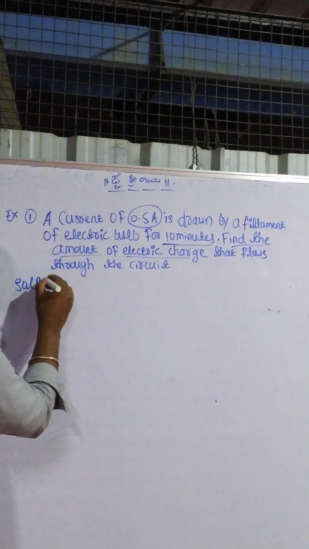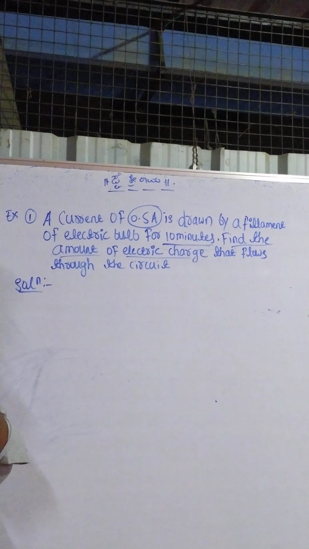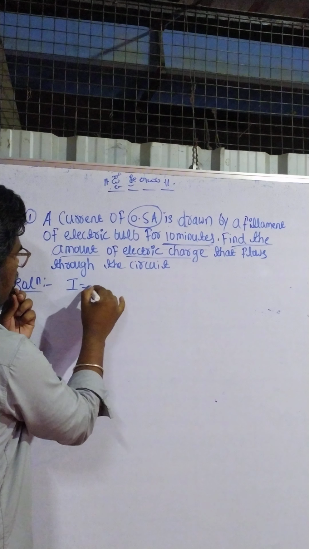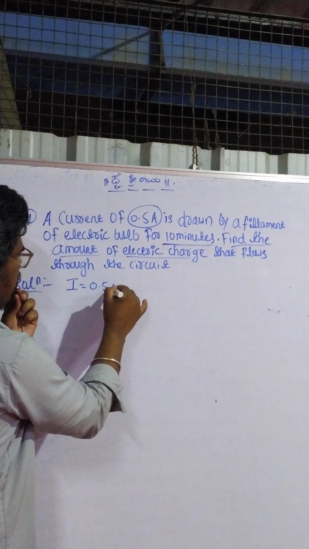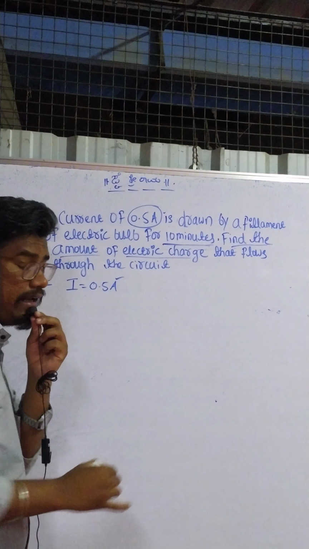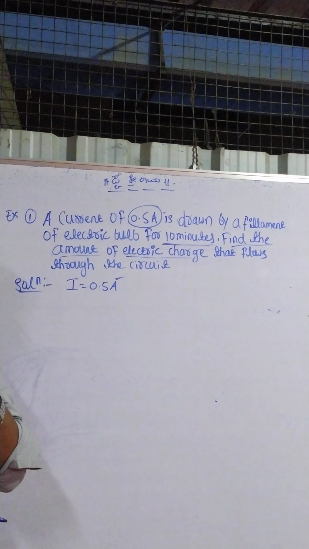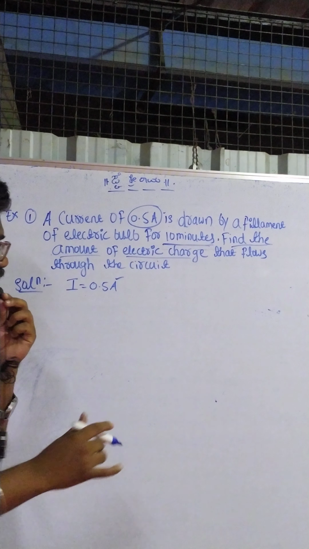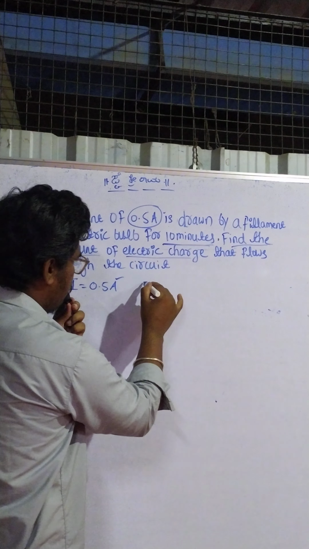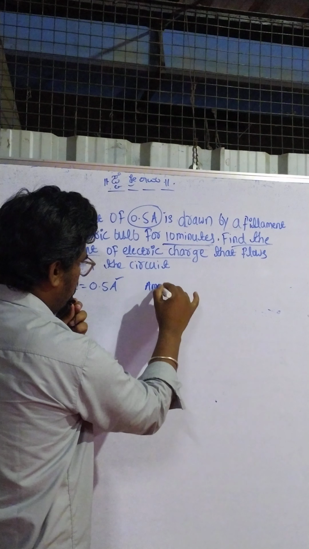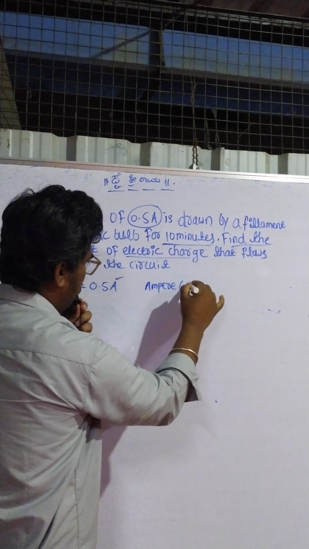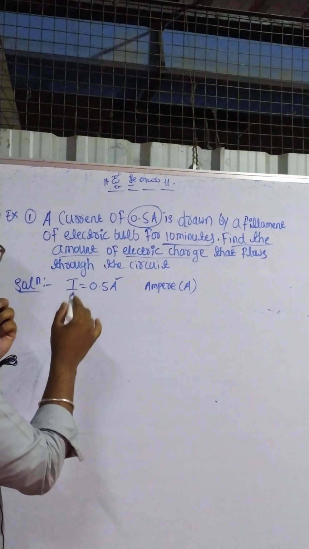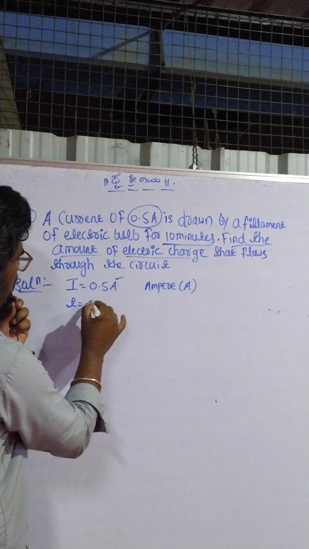Solution. First, from this question what we have understood: the given current has the symbol I, so I is 0.5 A. The SI unit of current is ampere, and it is denoted by the letter A. This is about current. And what else is given here? Time, t.